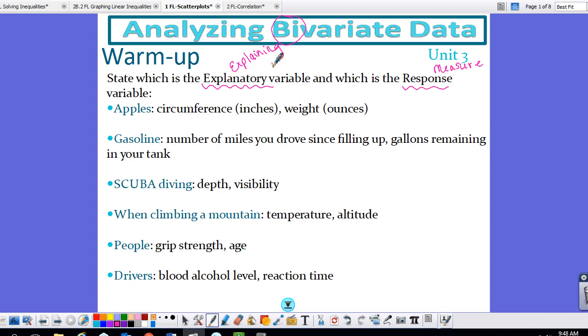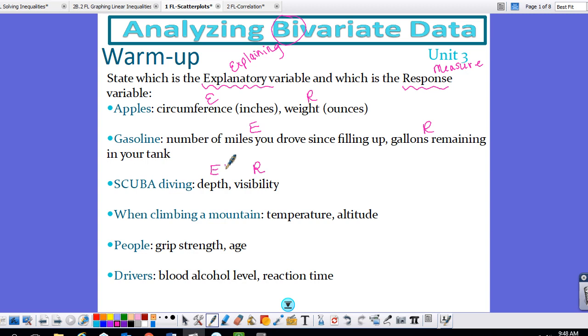So if we're talking about apples, the weight is going to be what you measure, so that's your response. The circumference is explaining, so that's your explanatory. For gasoline, the gallons remaining in your tank is what you're going to measure. The number of miles you drove since filling up is going to explain how much gas is left in your tank.